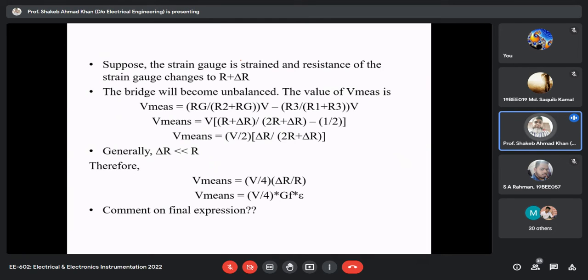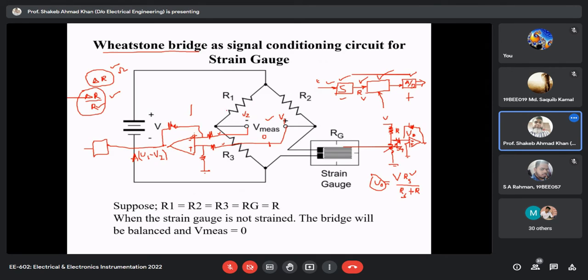Now suppose your strain gauge is strained. So there is a change in resistance, R plus delta R. The bridge will become unbalanced. The value of V, the voltage across the detector arm, will be equal to Rg upon R2 plus Rg.